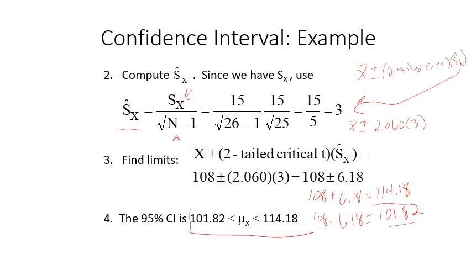This is what you should write when doing a confidence interval. You put the lower limit, 101.82, is less than or equal to the population mean, is less than or equal to 114.18. What does this confidence interval mean? This means we are 95% certain that the actual population mean is between 101.82 and 114.18.